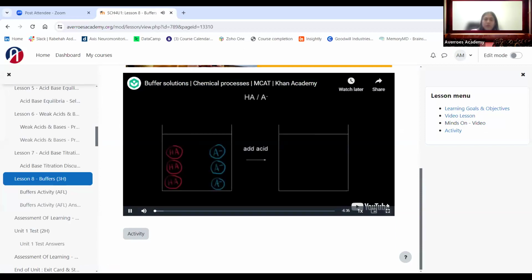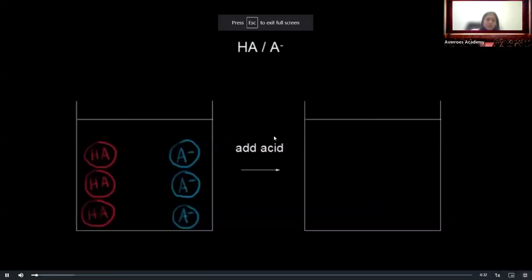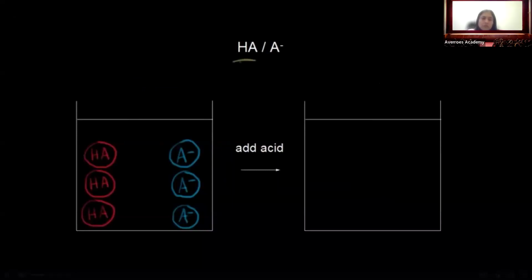Buffer solutions resist changes in pH. So let's think about a solution of a weak acid and its conjugate base. So here we have HA, which is our generic weak acid. And so the conjugate base would be A minus. And a buffer solution needs to have substantial amounts of both present. And that's what I'm trying to represent over here.